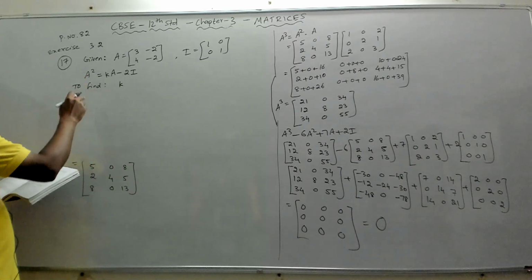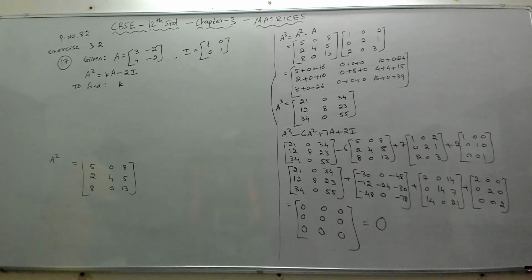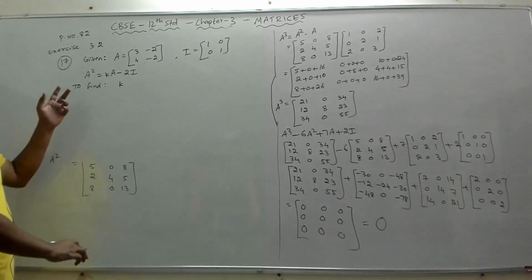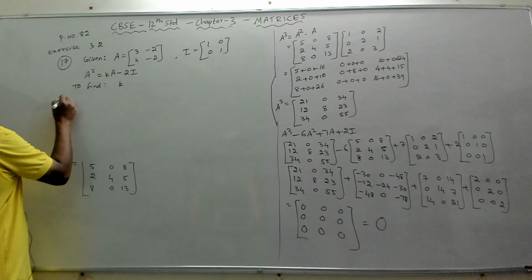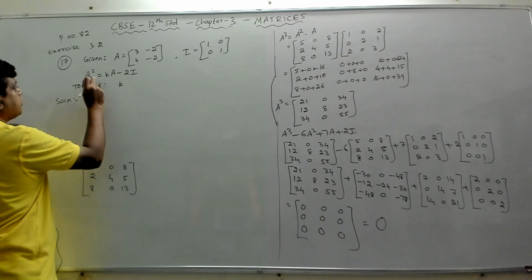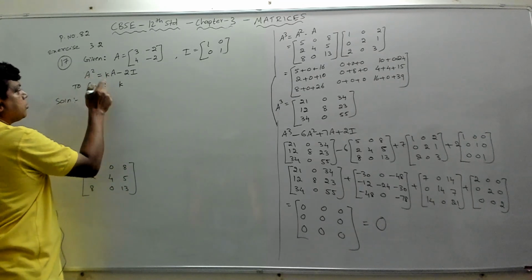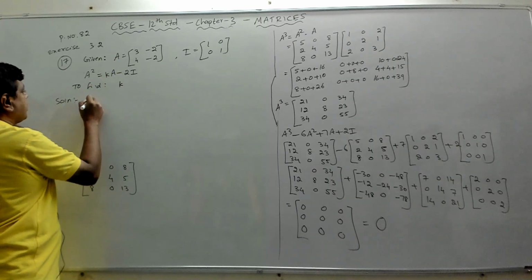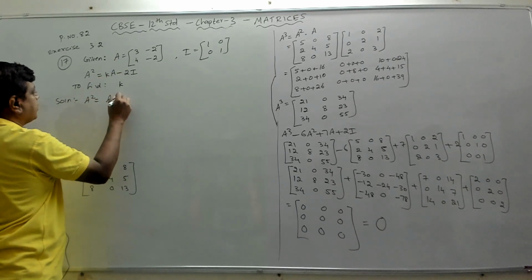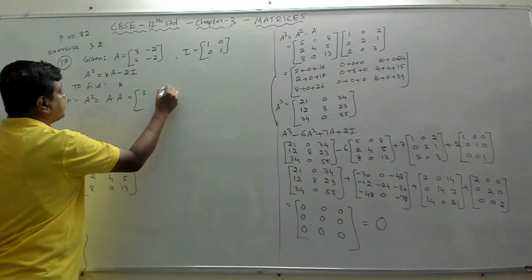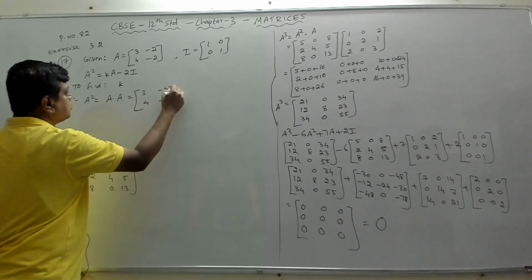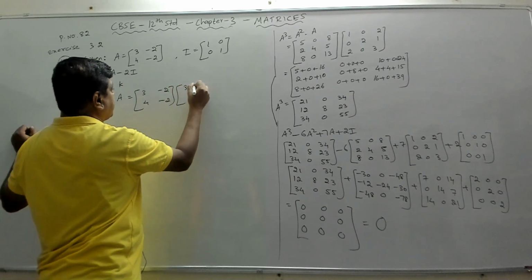So it is given that A square is equal to K times A minus 2i. Let's try to find what A square is. A is given, so the solution is to find the value of K. This equality is given, you need not prove it. A square is A into A, that is 3, minus 2, 4, minus 2 into 3, minus 2, 4, minus 2.